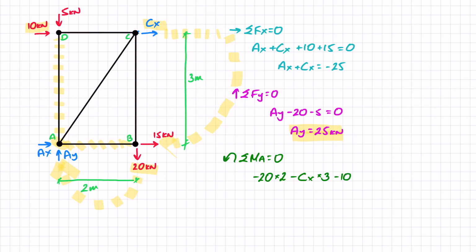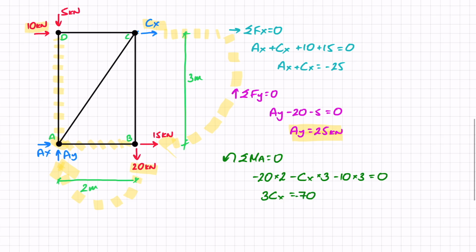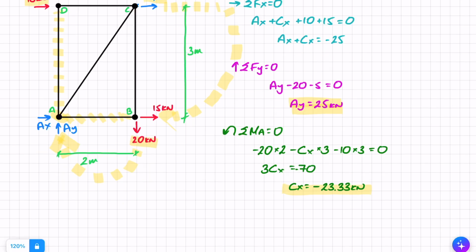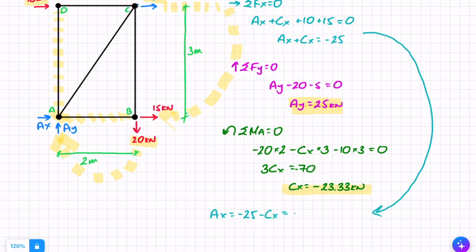And in this case, the 10 is in X, so the distance is in Y, so times 3. And nothing else is contributing to the moment, so that equals 0. And I can say that 3Cx equals minus 70. So Cx equals minus 23.33 kilonewtons. Now that I have Cx, I can go back to the connection between Ax and Cx and say that Ax equals minus 25 minus Cx, which is minus 25 minus 23.33, and that gives me minus 1.67 kilonewtons.